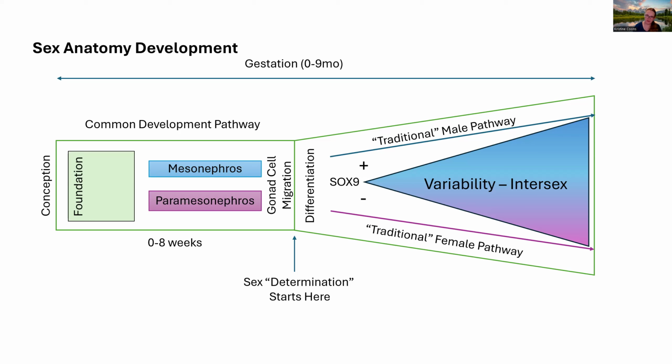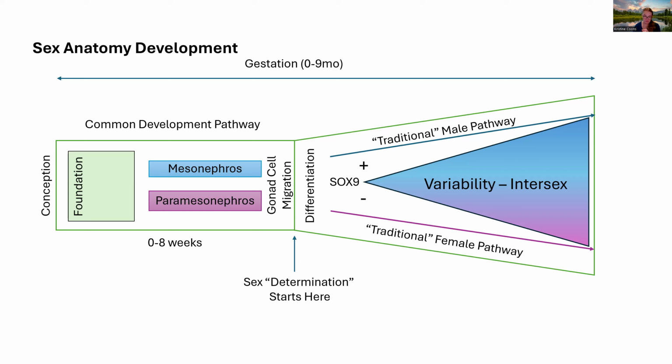The mesonephros traditionally goes down the male pathway. The paramesonephros goes down the traditional female pathway. They are both present. They are both there. So in essence, an embryo during these first 8 weeks is undifferentiated. A decision has not been made as to whether they're going down the male pathway or a female pathway. That doesn't happen until that foundation is set and ready to go. At that point, there's this differentiation that takes place.